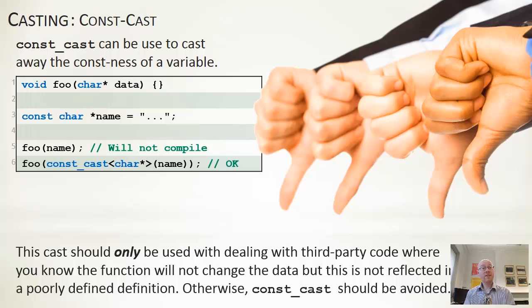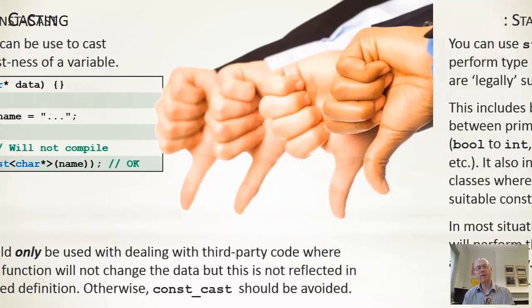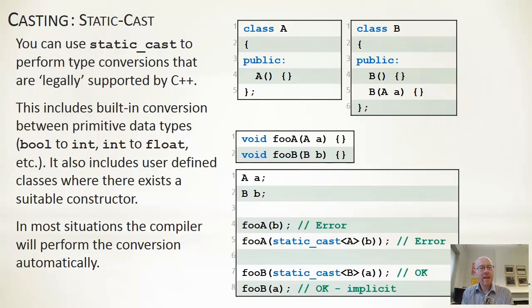Next up then is static cast. So this is the one that we have sort of looked at a little bit. We'll look at it a little bit more here. It can be used to perform type conversions that are legally supported within C++, that C++ thinks are valid. Now, as we've seen, this includes casting from one type of primitive data to another, but it also involves casting from one class instance to another type of class.